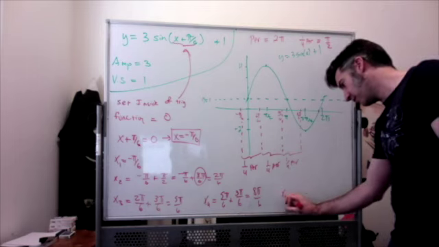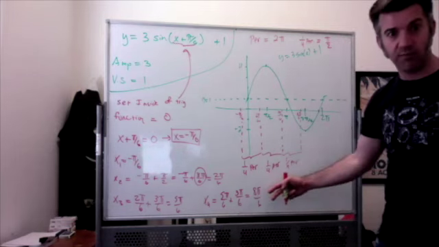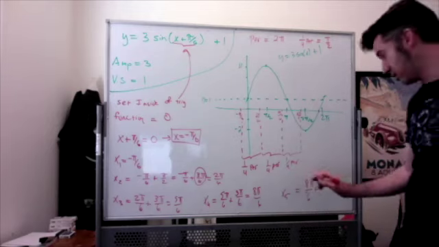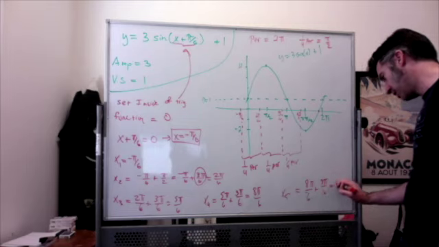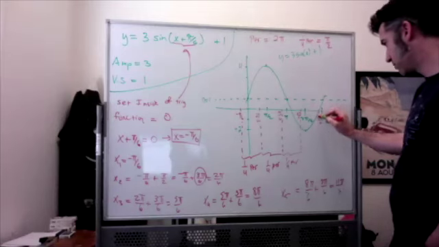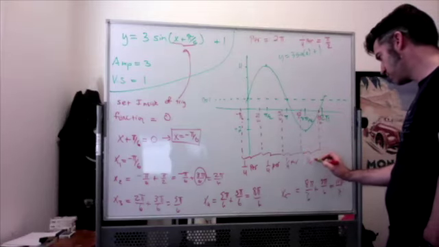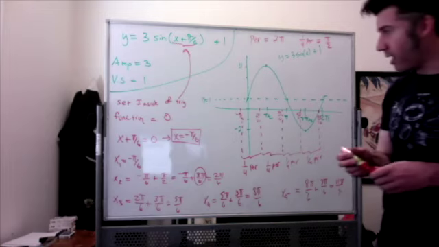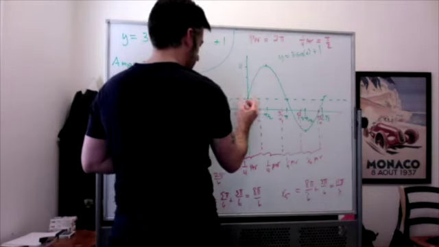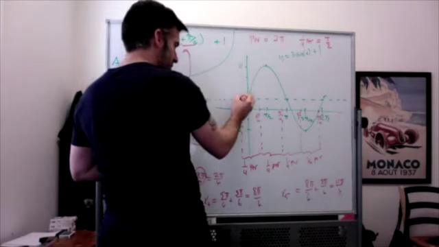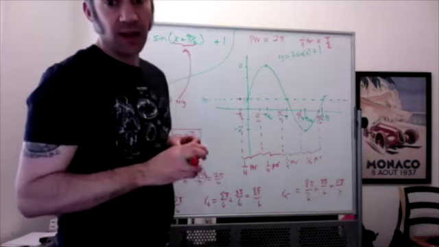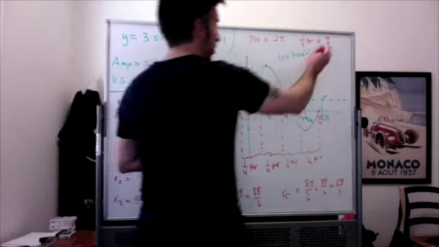And finally, the last point, x5, is the previous point plus 1/4 of my period. 8 pi over 6 plus pi over 2, which is 3 pi over 6, gets me 11 pi over 6. That's this last point here. So my actual graph, instead of being this green one, is going to be this one that starts here. My first point's here. I'm going to start at the middle. The sine starts at the middle.